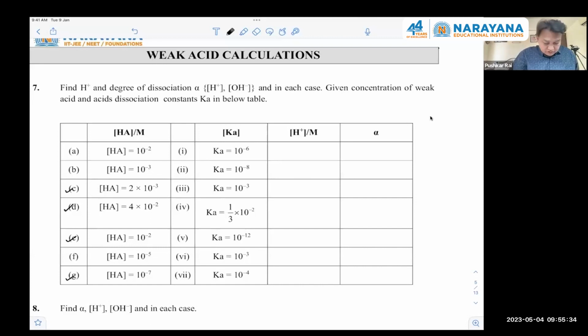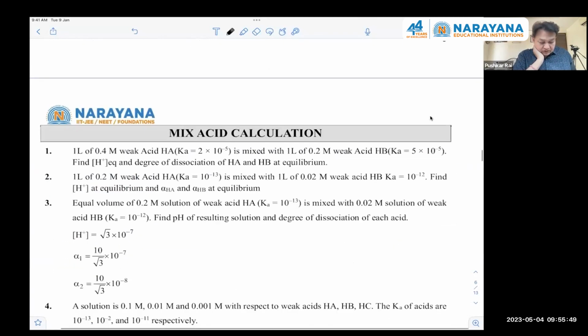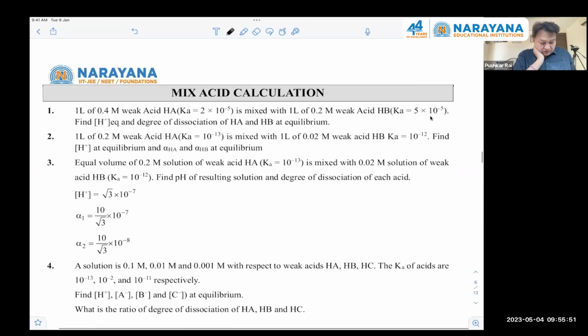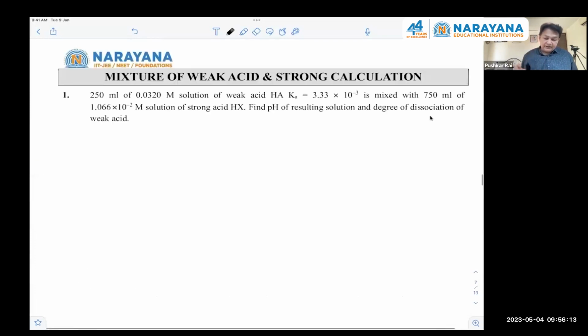We have less time now, so I will share this file. In the next class, I'm going to discuss ionic equilibrium, and if you have any basic queries in ionic equilibrium, you can ask there. These are some questions, just filling the blanks. Similarly, some interesting questions are there: mixtures of weak acid calculations, mixtures of weak acid and strong acid calculations, and simultaneous equilibrium. A very limited file is there.